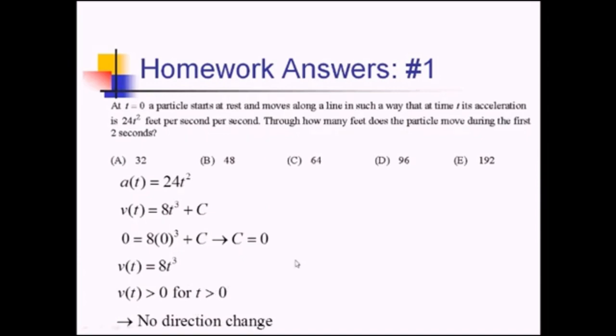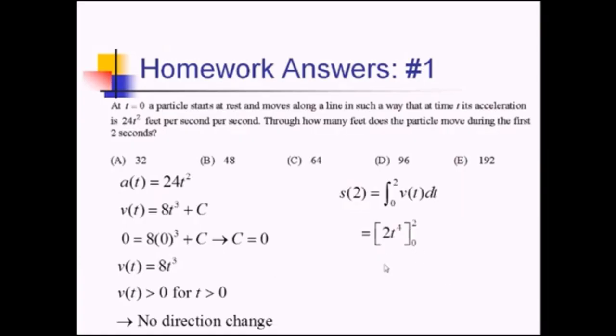So we can just turn around and take the integral of velocity from 0 to 2 seconds. And this is the next phase of the problem. Again, no calculator problem, so we're doing this by hand. Antiderivative of 8t cubed, this bumps up to a 4. Dividing by that, we've got 2t to the 4th. And we're evaluating that from 0 to 2.